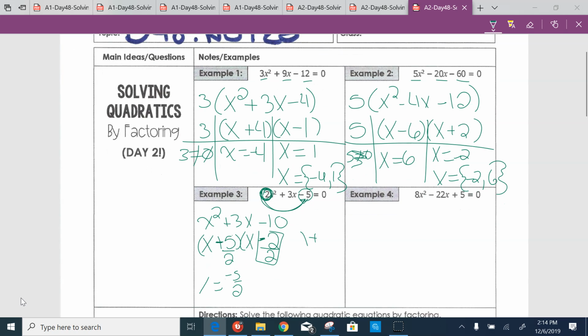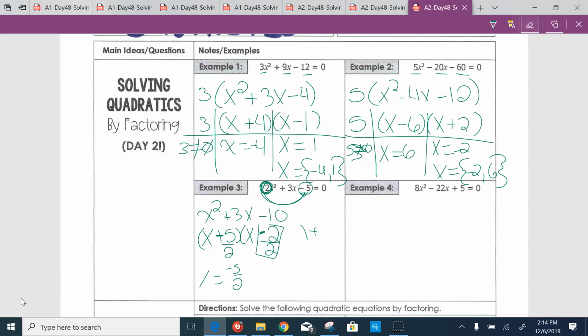So I had x. There we go. I think I know what the issue is now. So here's what I did. I think I had you guys with the dividing by 2 part, at least. So we take this 2, and every last term, we put 2 underneath it. Now I have x plus 5 halves equals 0, and x minus, remember, negative 2 divided by 2 is a negative 1. So here are my factors.